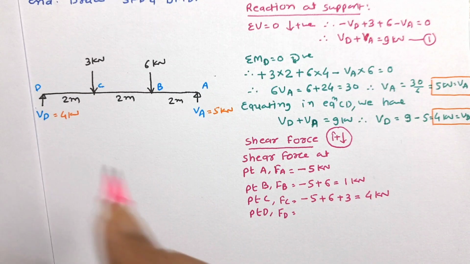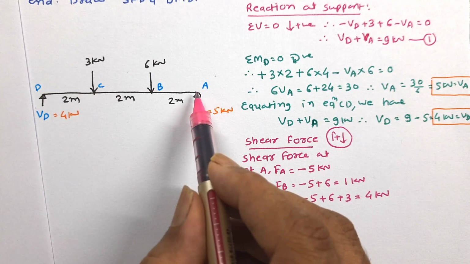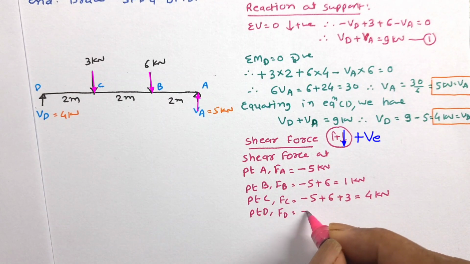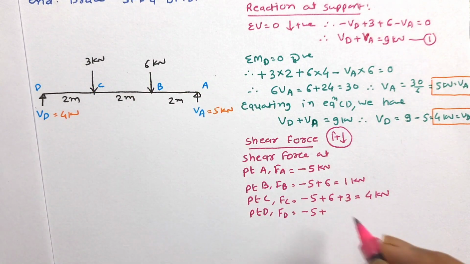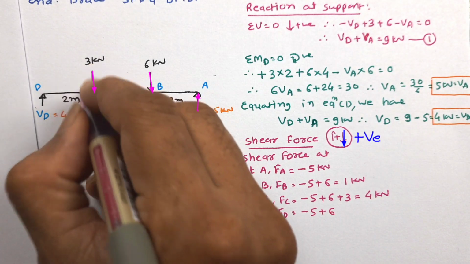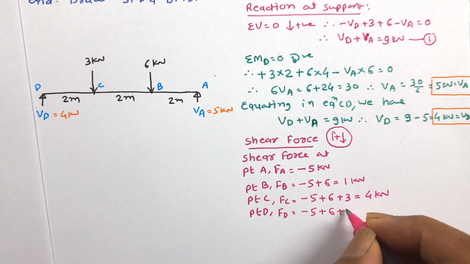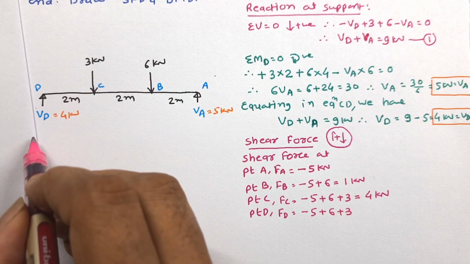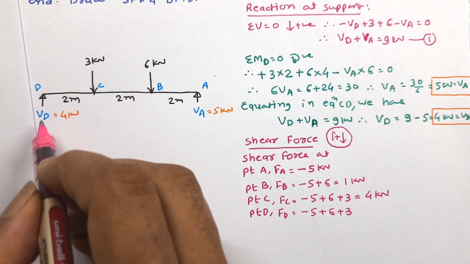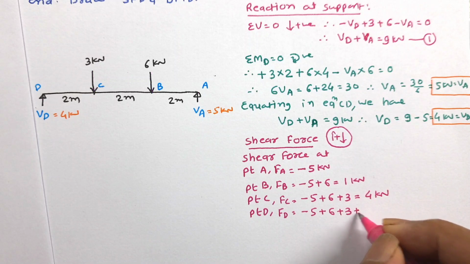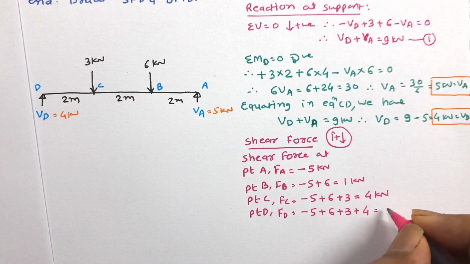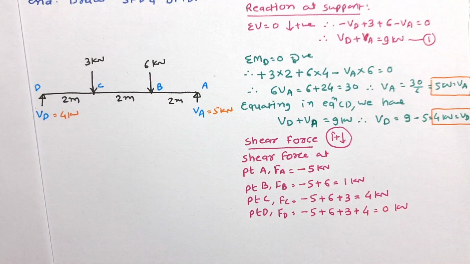Now let us work out at point D. Again we'll start with this point load, minus Va, that is minus 5, plus this point load 6, plus this is also acting in downward direction 3, and at point D, vertical reaction Vd is acting in upward direction, so it will be plus. So it will be 0.